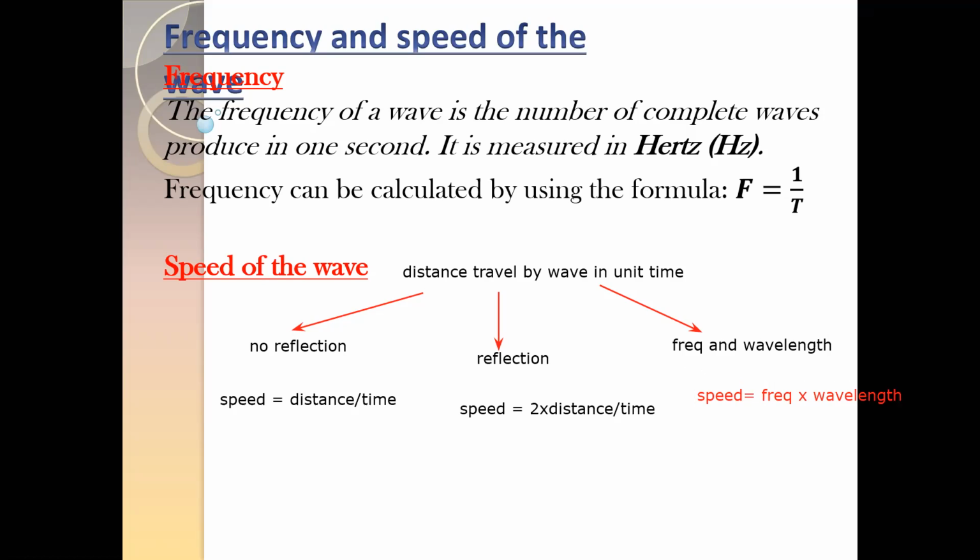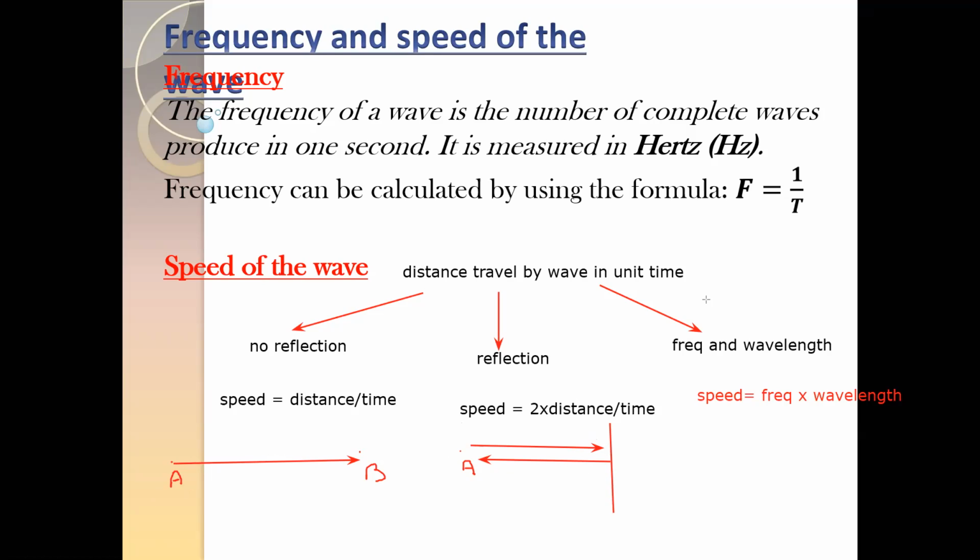The term reflection means, for example, you're standing at position A and your friend is standing at position B, and you shout towards your friend, so your sound travels from A to B. In this example, there is no reflection. But if you are standing at position A in front of a wall and you produce a wave, your wave travels, hits the surface and bounces back. When the wave changes direction or bounces back, we call that reflection.